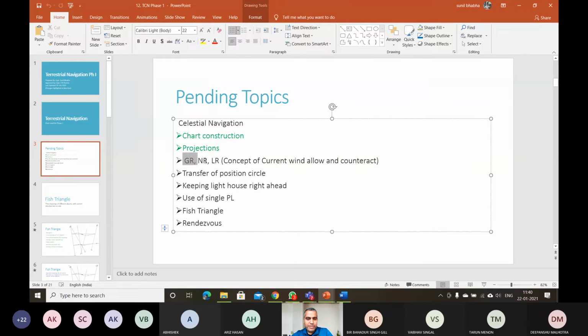So these are our pending topics. This is the topic which we did yesterday. Let's make it green. The next topic which we have is the transfer of a position circle. Let us first see this concept. Once we have done that, the second concept for today is keeping the lighthouse right ahead. And the third one is use of a single position line. Let us see how many of them we can do today. First, let's move with transfer of a position circle.